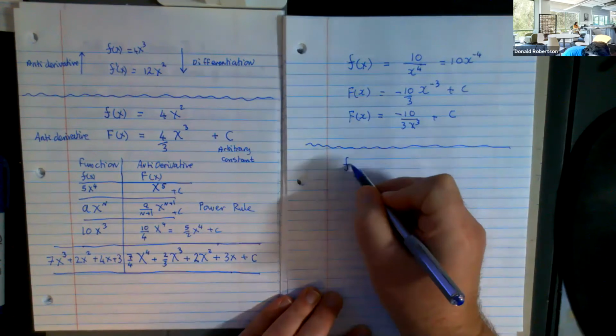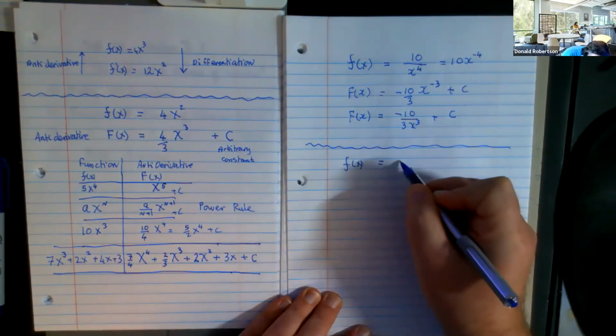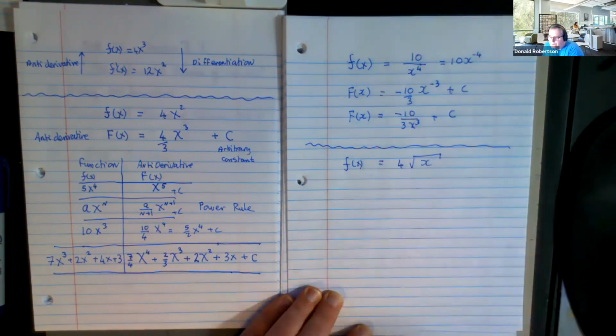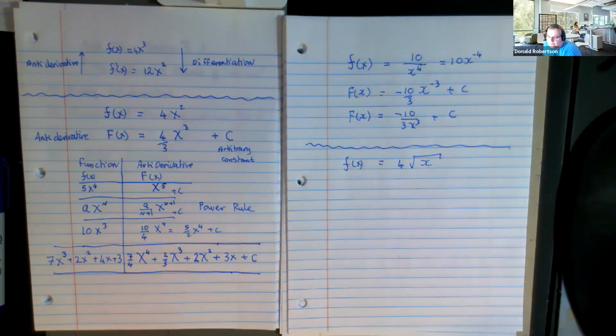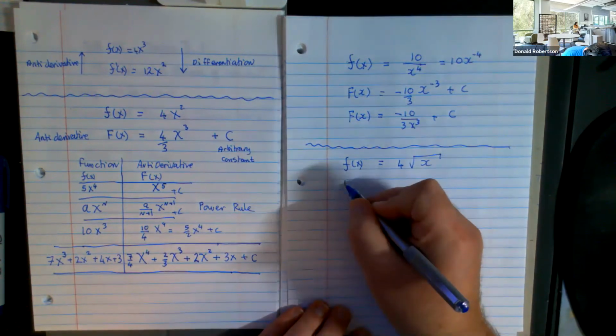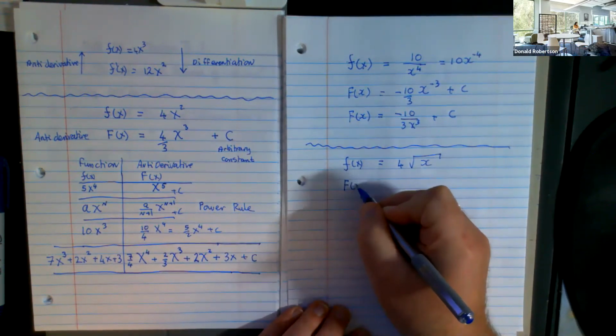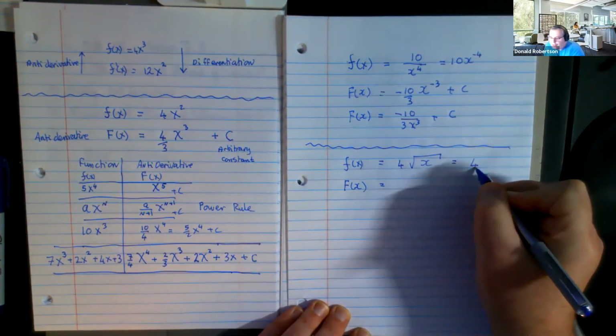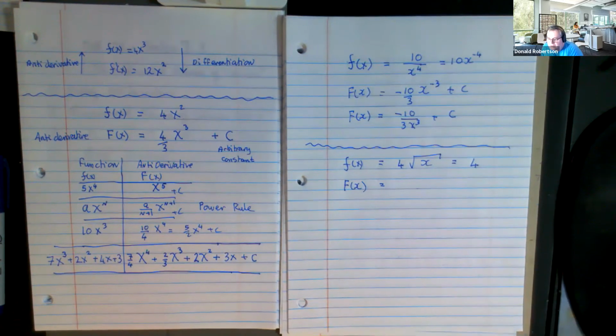How about this fella? I want to find the antiderivative of 4 square root of x. I'm going to use the power rule, but that means I have to rewrite the square root of x as a fractional power.